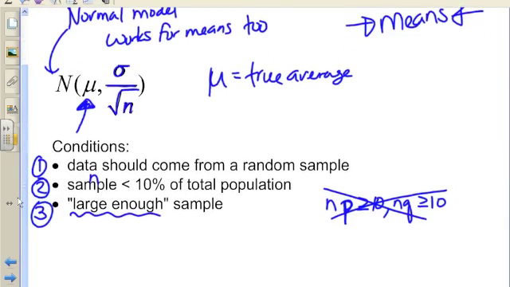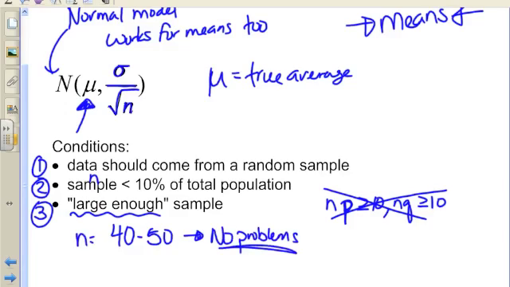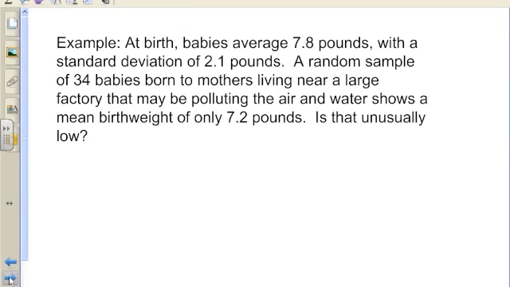Well, how big is large enough, Ms. Curtis? Generally, if you're in the 40 to 50 range, as in your sample size is 40 to 50, you're going to have no problem. We'll talk a little bit more about how big something needs to be when we explore a visual in class, as well as when we get to Unit 6. So let's go ahead and check out an example.